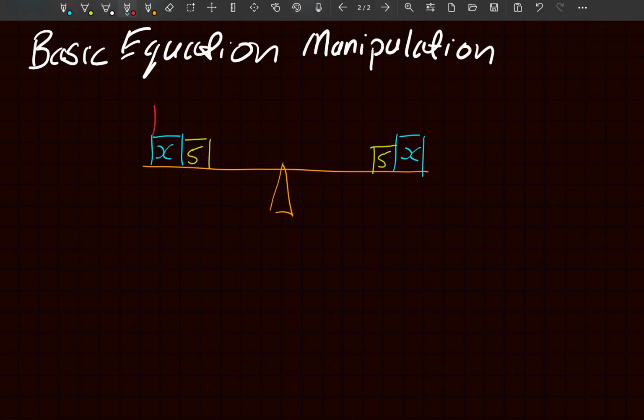If I added a block here which was minus 2, I would also need to add a block here which is minus 2 to keep my equation balanced. If I added a block here which was divide by 3, I would also need a divide by 3 block here. So what I'm demonstrating is I could do anything I want to do to one side of my equation, my seesaw, as long as I do the same thing to the other side, and that would keep it balanced. So let's apply that idea now to an equation.